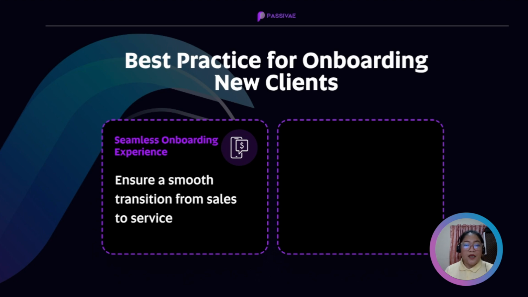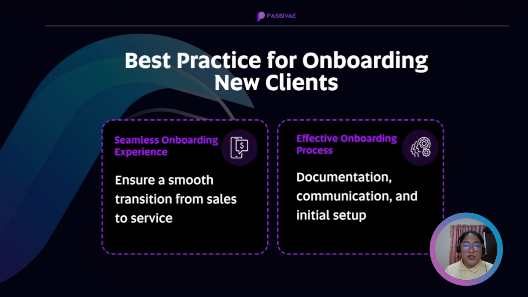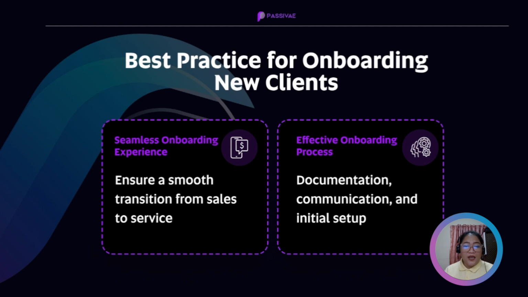Next, let's talk about the key elements of an effective onboarding process. This includes: 1. Documentation. Providing clear, comprehensive documents that outline the scope of work, timelines, and any other pertinent details. Number 2. Communication. Establishing open lines of communication to keep the client informed and involved. 3. Initial setup. Ensuring that all necessary setups such as account configurations or access provisions are completed promptly.